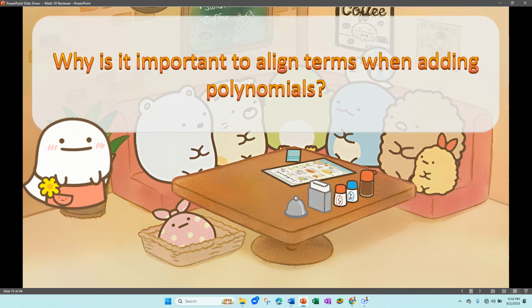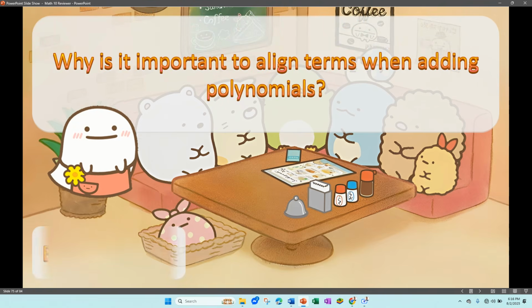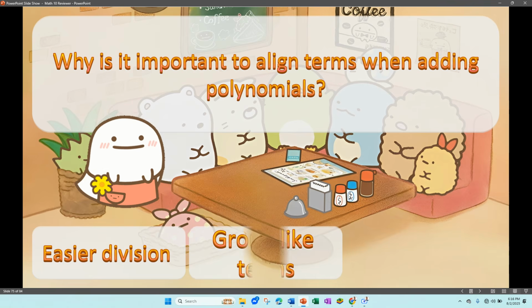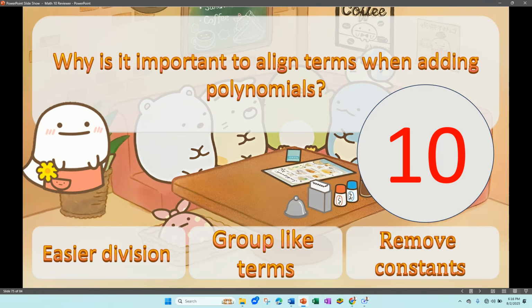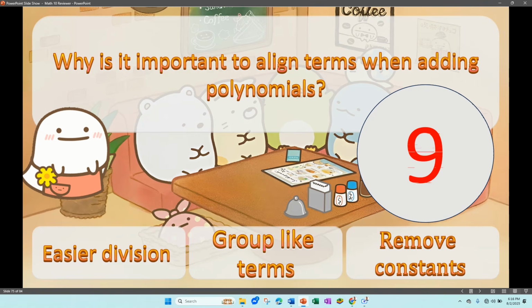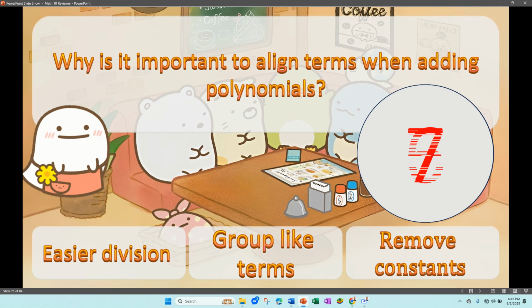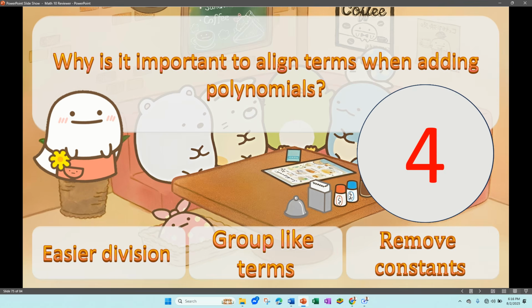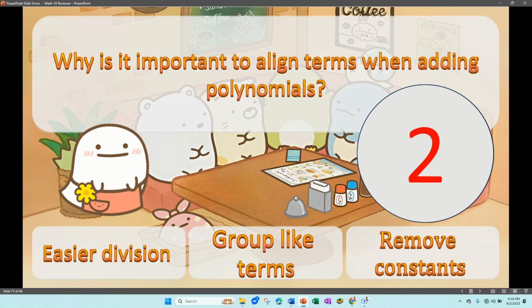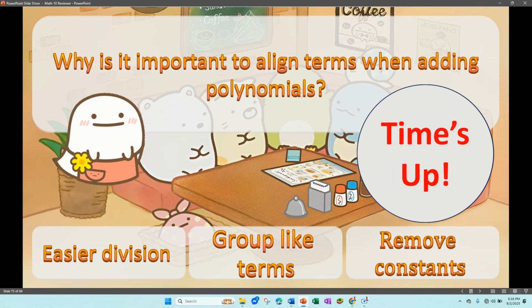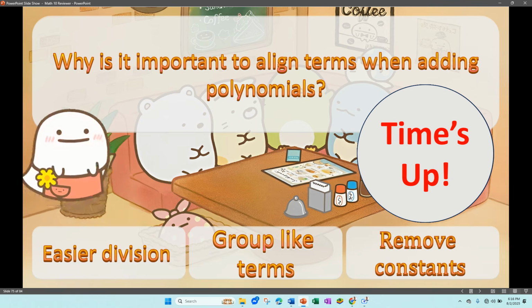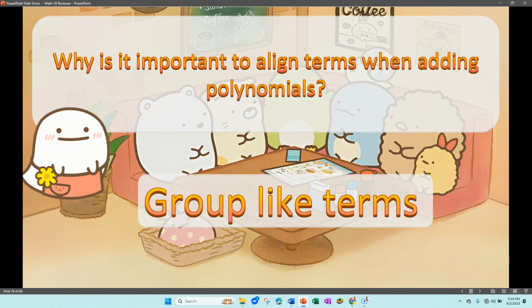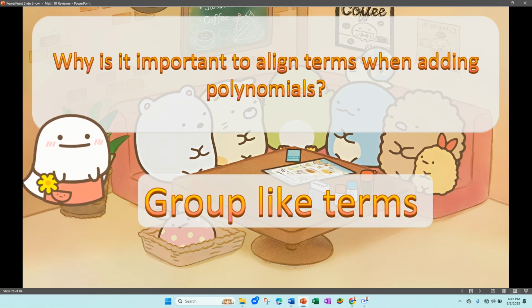Why is it important to align terms when adding polynomials? Easier division, group like terms, remove constants. 10 seconds, go. Time is up. Bakit nga ba mahalaga yung pag-align ng terms when adding polynomials? The answer is para magrupo po natin yung like terms.